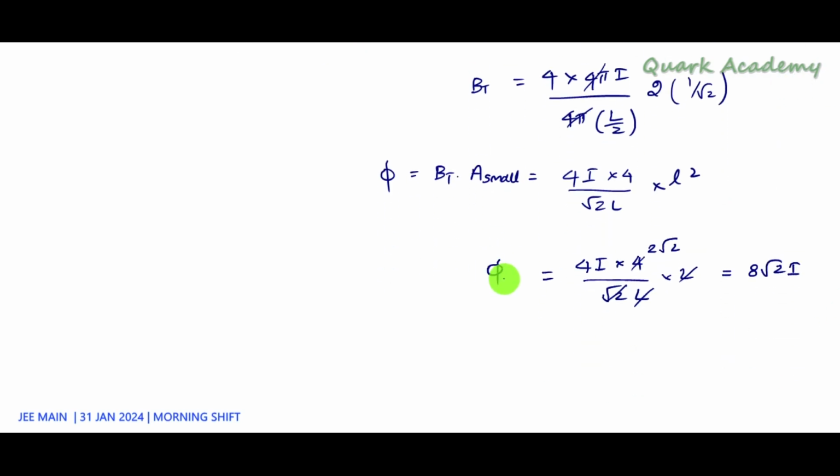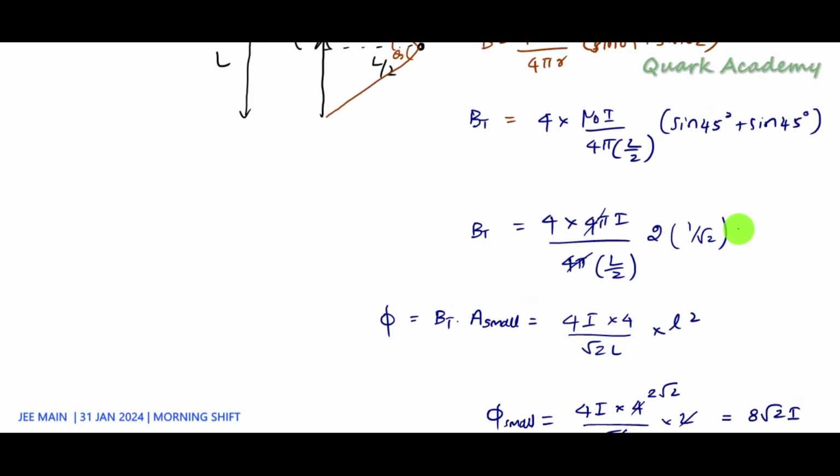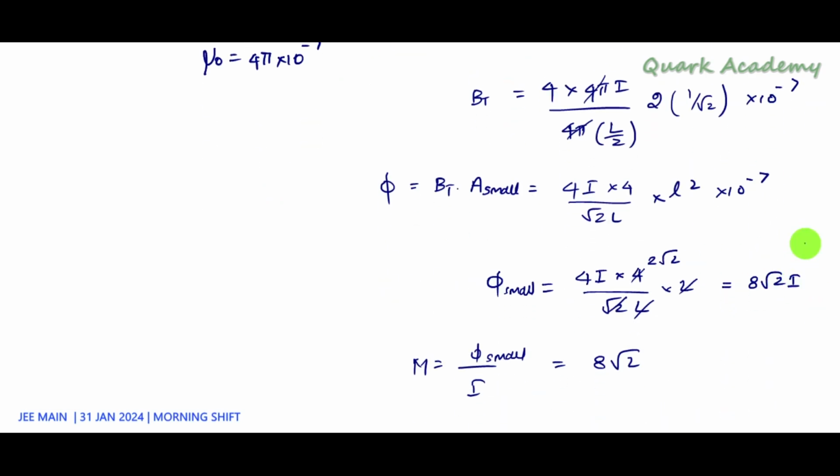Okay, this is the magnetic flux due to the smaller one. We want mutual inductance, which means magnetic flux due to the smaller one divided by current. So we get 8 root 2. Oh, sorry, I forgot to put 10 power negative 7 for mu naught. Mu naught equals 4 pi into 10 power negative 7. So I forgot to put 10 power negative 7 here, and this is also 10 power negative 7.